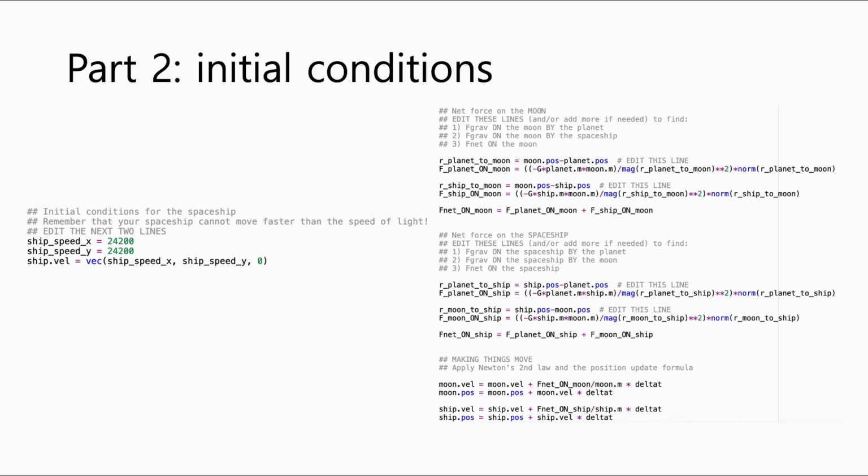The initial conditions are shown like this. The same formulas were used for the velocity and gravitational effect on the spaceship as in part 1, so that's shown on the right side of the screen. And on the left side, you can see the initial speed that I used through trial and error, and it is x and y each 24,200.